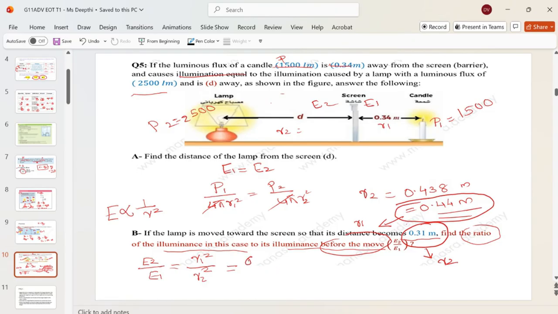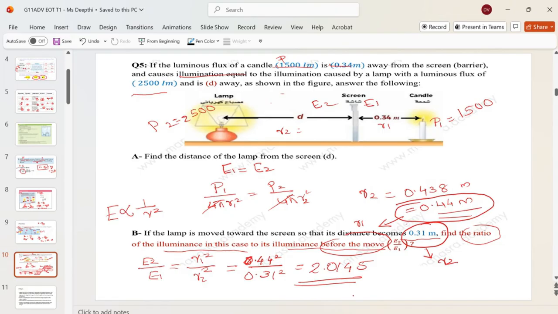So let's plug in the values. 0.44 square divided by 0.31 square. That will give you the answer to 0.0145. So the ratio is this value.